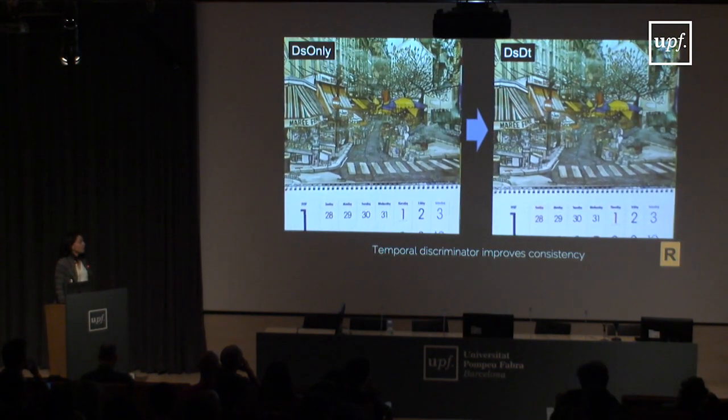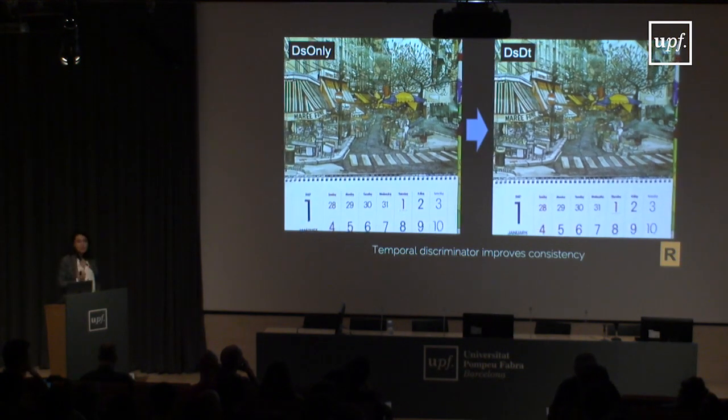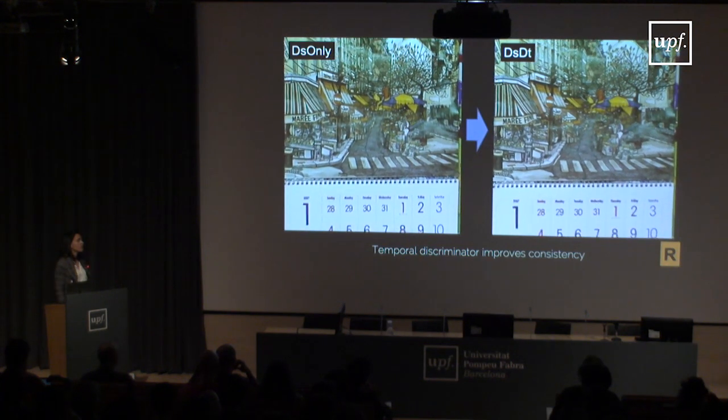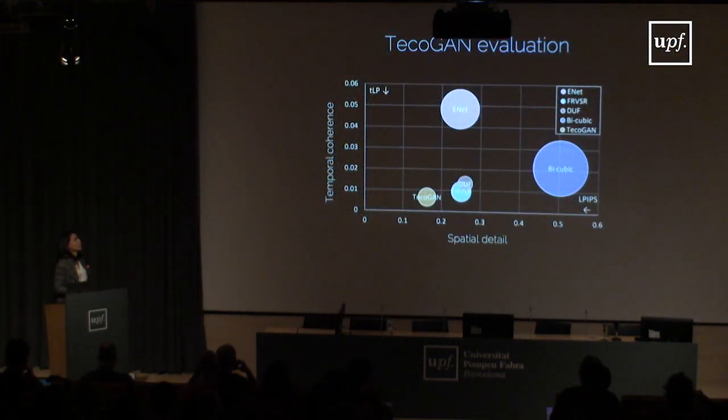So of course, we needed a way to evaluate the temporal quality of our results. And for this, in the paper, we created several measures. So in this case, we're plotting a classic spatial detail measure, which is the LPIPS, compared to a temporal coherence measure, which we presented ourselves, which we call TLP. For more details, you can go to the paper where it's quite well explained.